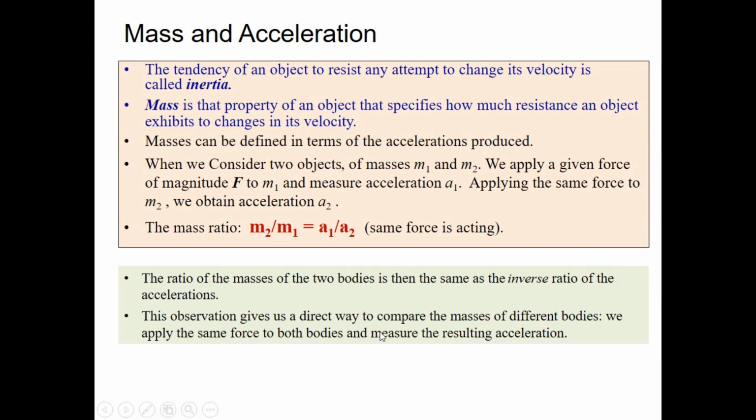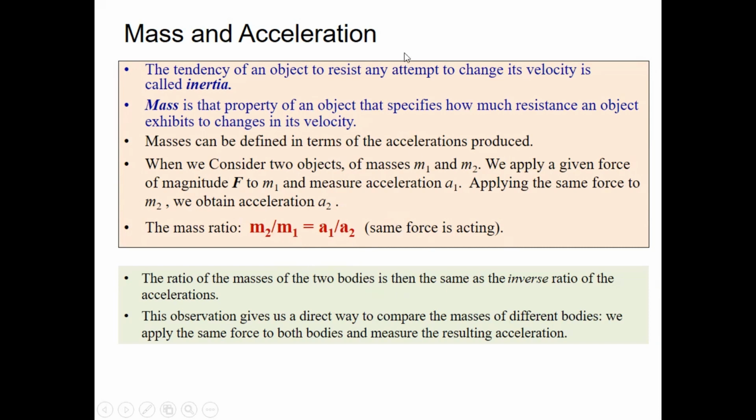This observation gives us a direct way to compare the masses of different bodies. If we apply the same force to two bodies and measure the resultant acceleration, we can start measuring the mass. So the idea of mass as an intrinsic property of the object comes from inertia, but the way to measure it is by comparing the accelerations which occur for the same force. And we know very well that mass is inversely proportional to acceleration, or acceleration is inversely proportional to mass.